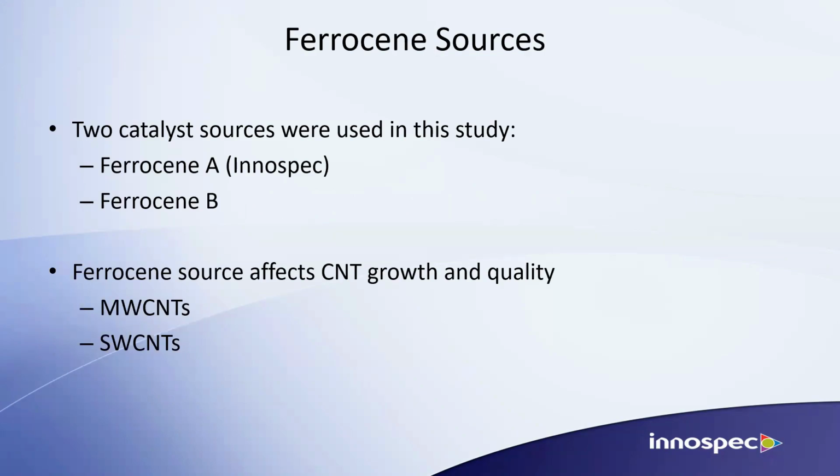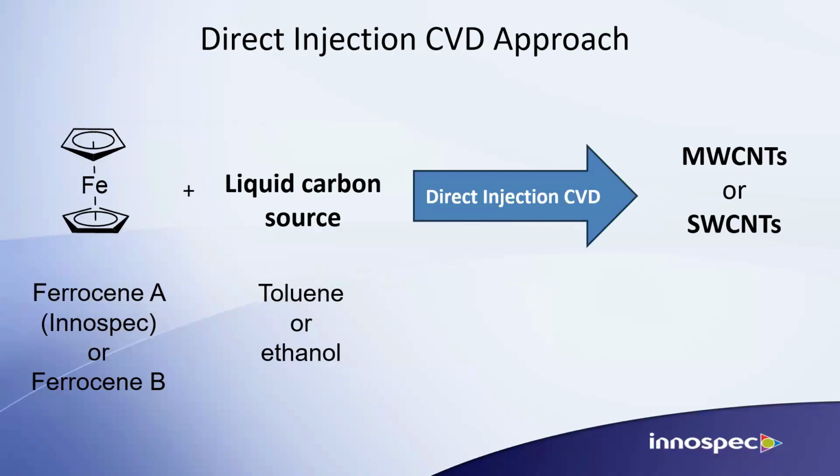So we selected two catalysts, ferrocene A, which is the INNOSPEC material, and a second commercial ferrocene that we'll refer to as ferrocene B. By evaluating both ferrocene samples under the same reaction conditions, we were able to directly compare how the choice of ferrocene impacts carbon nanotube quality for both multi-walled and single-walled carbon nanotubes. So for the investigation of the catalyst source, direct injection CVD was employed rather than solid-state CVD. And so here is a quick illustration of the direct injection CVD methodology that we used in our study.